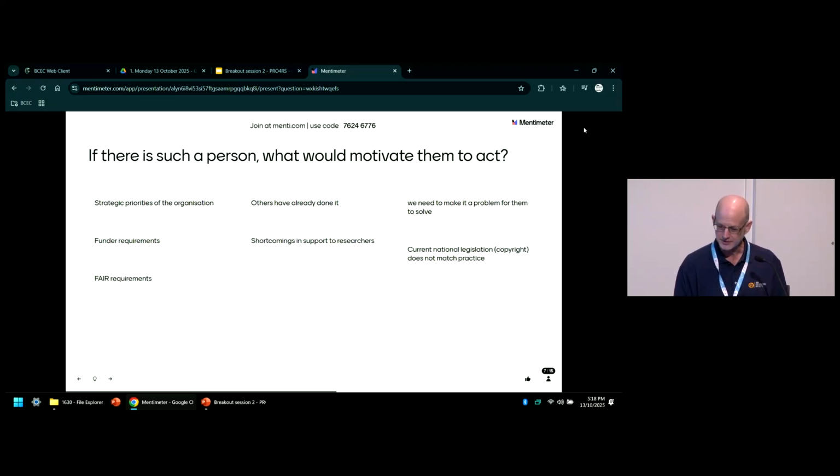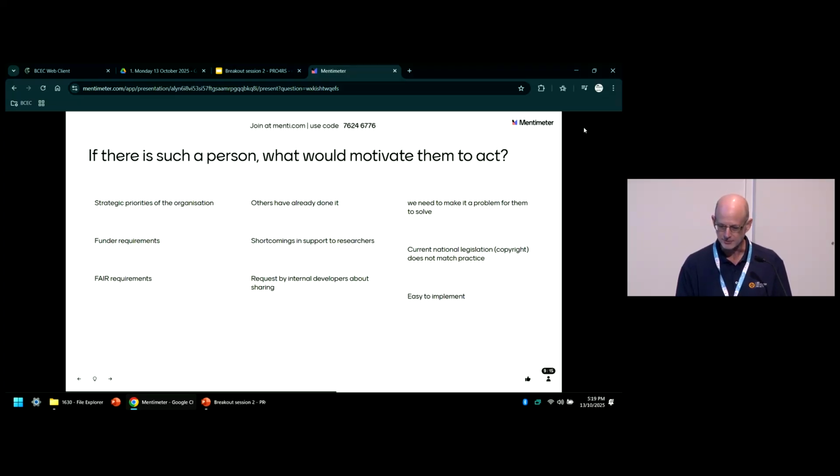Okay, current national legislation does not match practice. Yeah, that's always an interesting one with software. Fair requirements. I guess it would be a question about where fair requirements are coming from, if that's actually a funder requirement or a government requirement or an institutional requirement or something else.